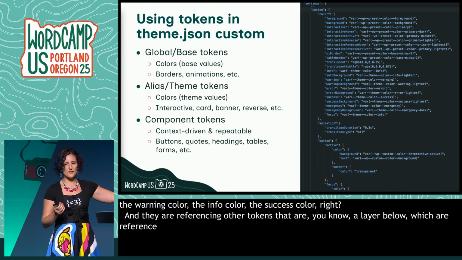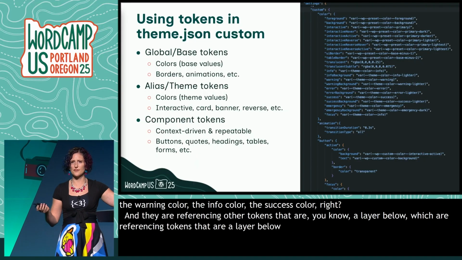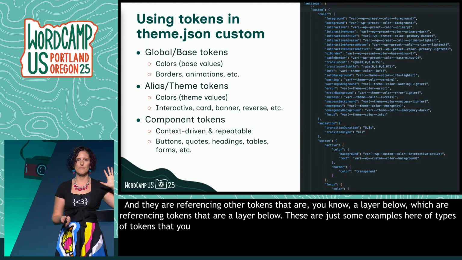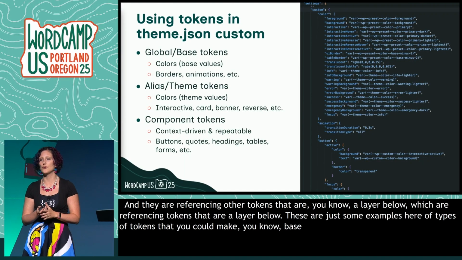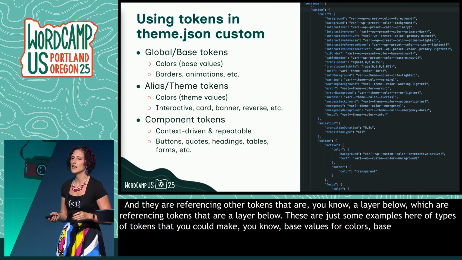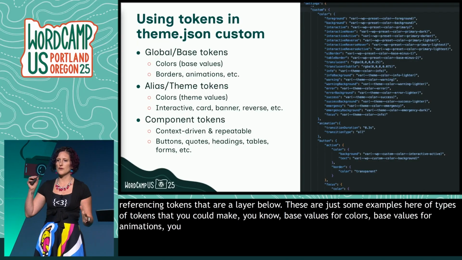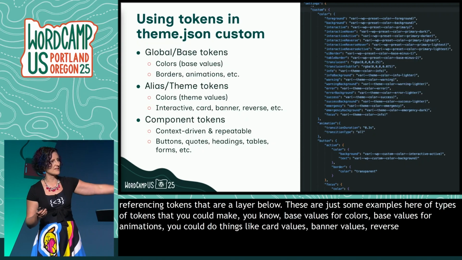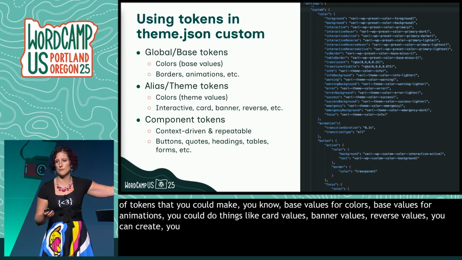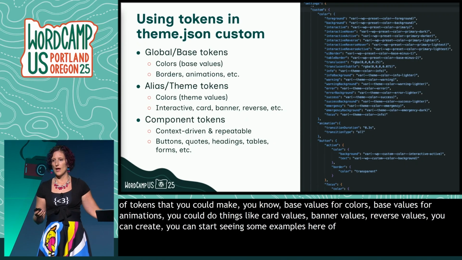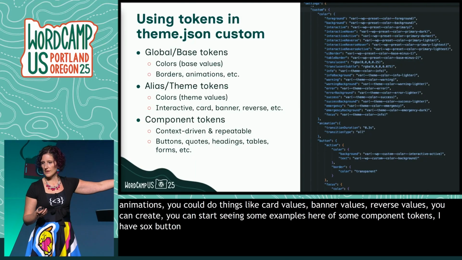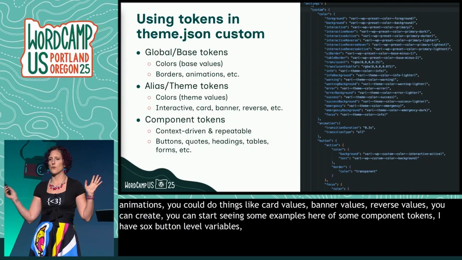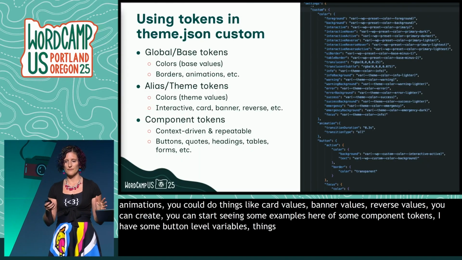These are just some examples of types of tokens that you could make: base values for colors, base values for borders and animations. You could do, again, these theme values for colors. You could do things like card values, banner values, reverse values. You can start seeing some examples here of some component tokens. I have some button level variables, like button active color background is one that's sitting right there. Button active color text is another one. Things for quotes, headings, tables, forms, etc.